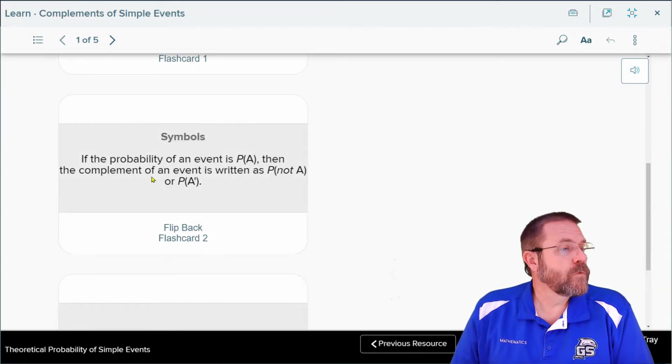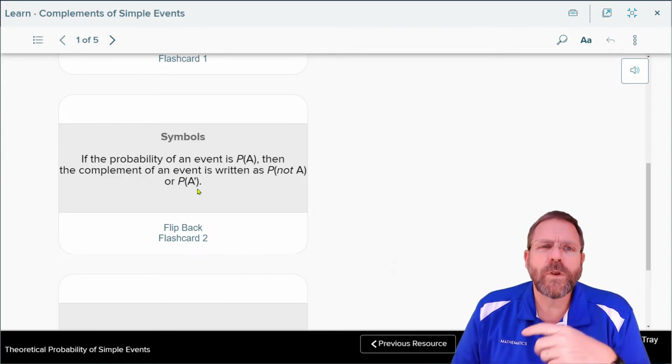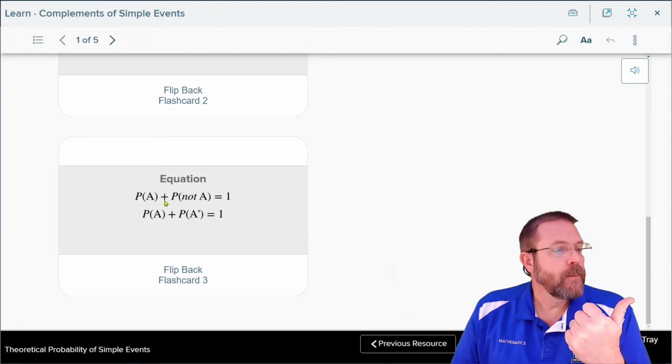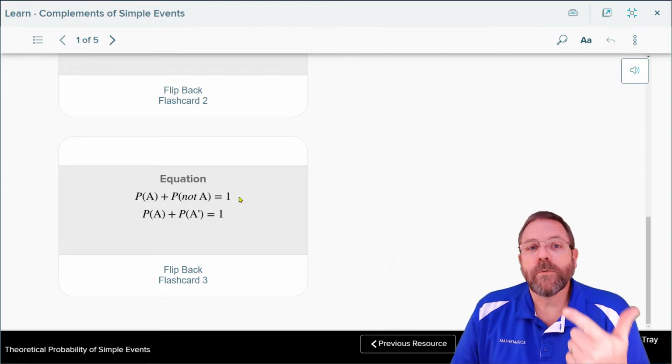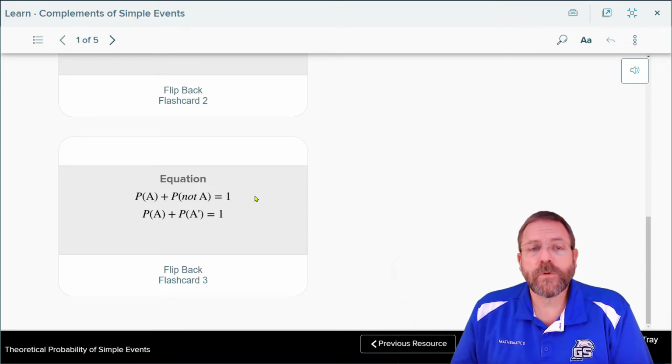In symbols, we would say that the probability of an event is the probability of A, that's your winning, then the complement of the event is written as probability of not A, that's a losing, also known as probability of A prime. That little tick mark above the A, we call that a prime in math. And as an equation, we would say that the probability of A plus the probability of not A is equal to 1. The probability of winning plus the probability of losing is equal to 1. And remember, if you convert 1 to a percent, bounce that decimal 2 spaces to the right, that's 100%. So you have a 100% chance of either winning or losing.